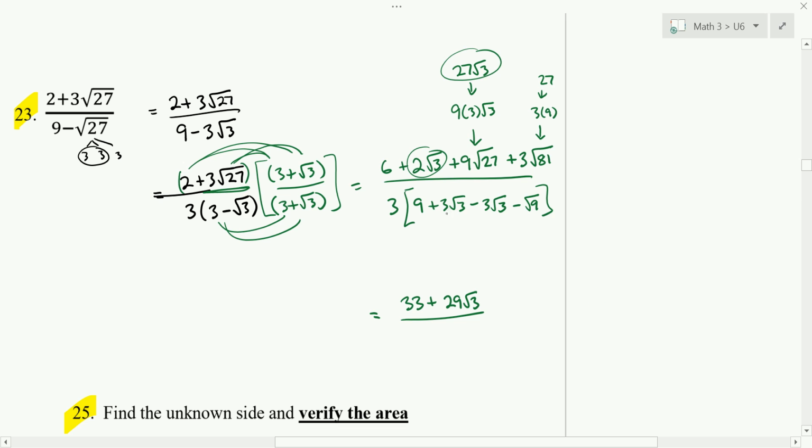In our denominator, the 3 root 3 and negative root 3 add to 0, and so we end up with 3 times 9 minus square root of 9, or 9 minus 3, which is 3 times 6, which is 18, so the denominator becomes 18. And so we get 33 plus 29 root 3 all over 18.